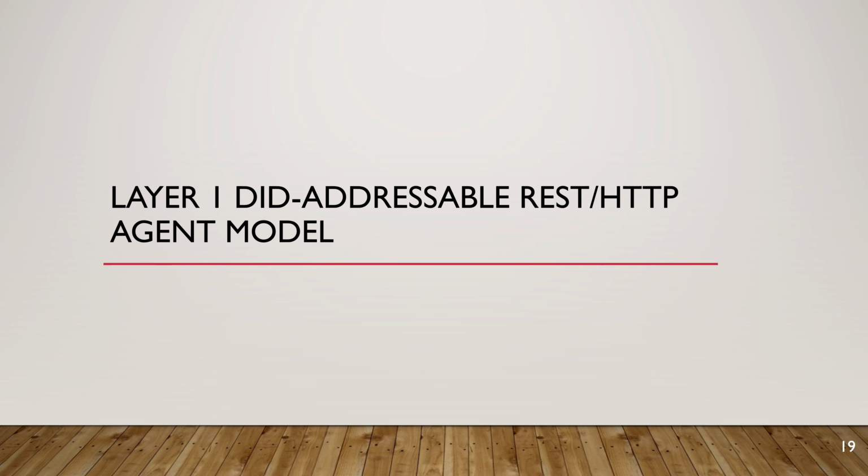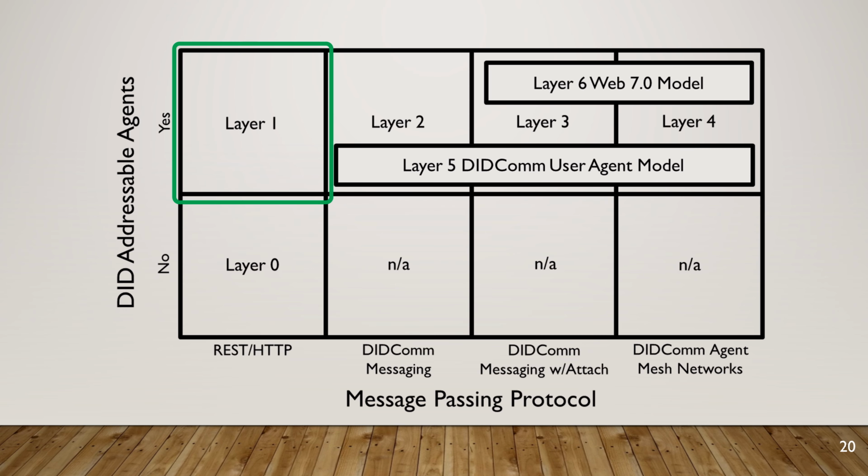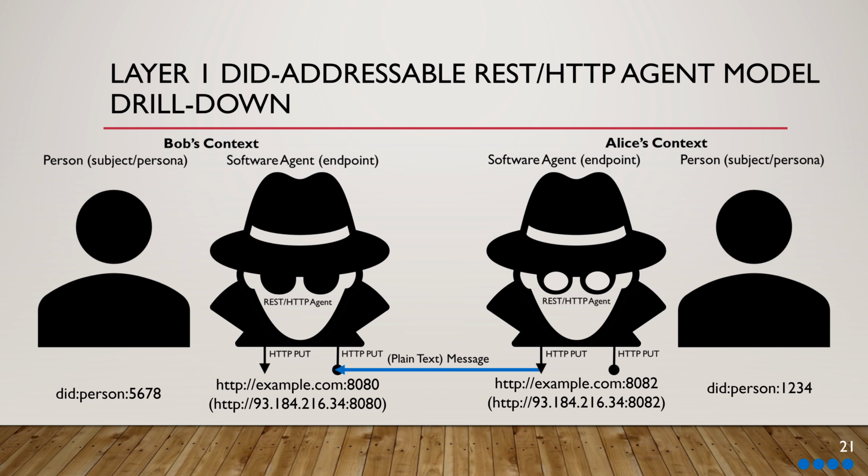If we go up a layer to layer 1 in the Web 7.0 DIDComm ARM, we're now talking about adding DID addressability. We're still doing plain old REST over HTTP communications between a sender agent or a sender client and a receiving agent. And so here's how we depict that. So the blue line there it's still just REST over HTTP. It's still a plain text message.